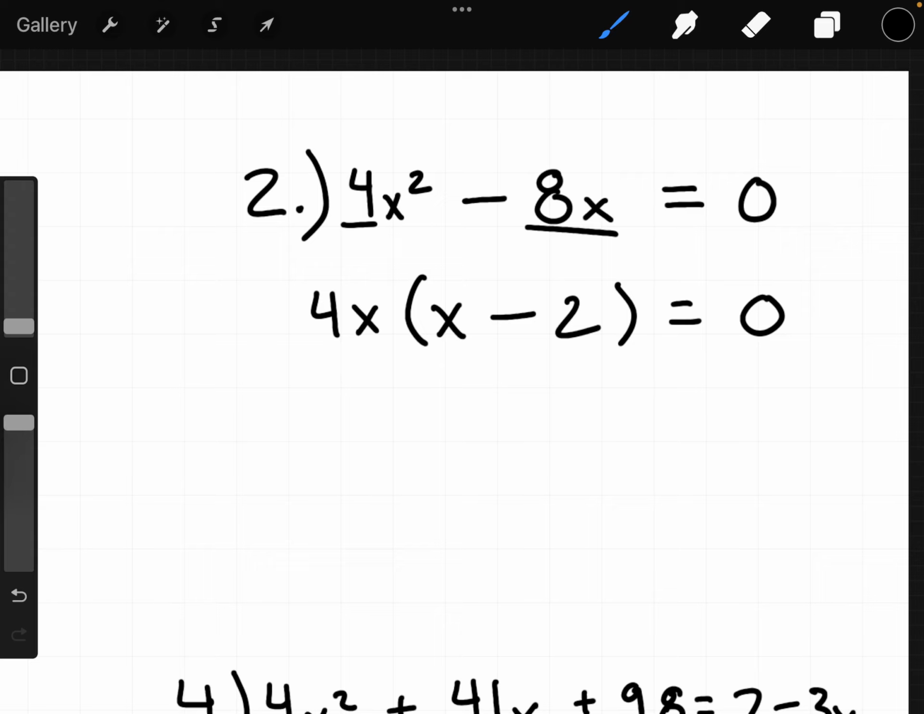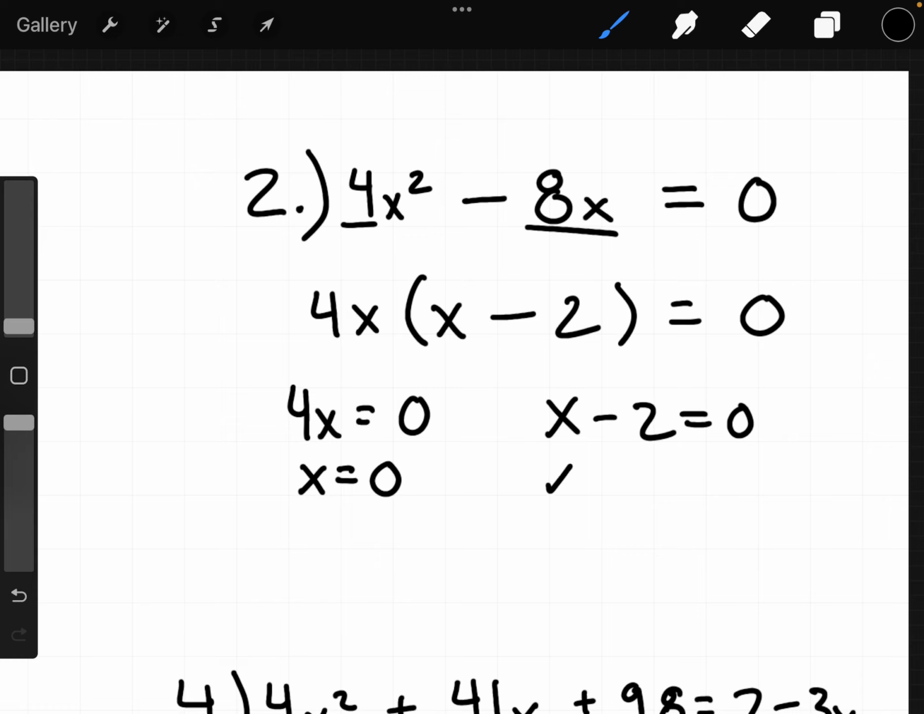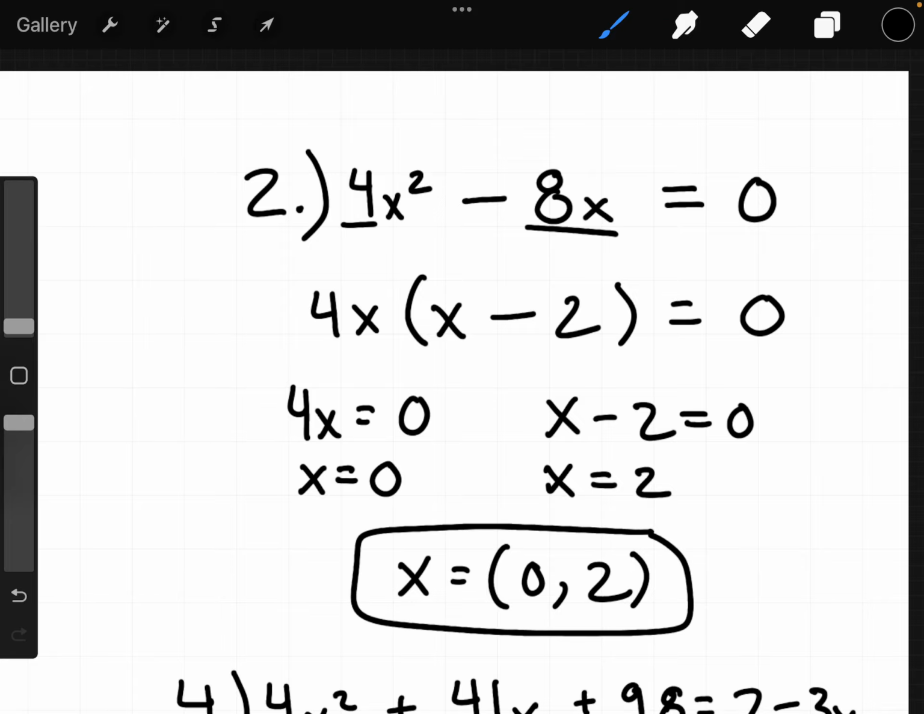If you're confused about any of this, I recommend going to the previous video to review factoring. Now 4x equals 0, and x minus 2 equals 0. We know that 0 divided by 4 is just 0. And x minus 2 equals 0 is going to give us x equals 2. Final answer will be 0, 2. Now those are the two solutions for example 2.